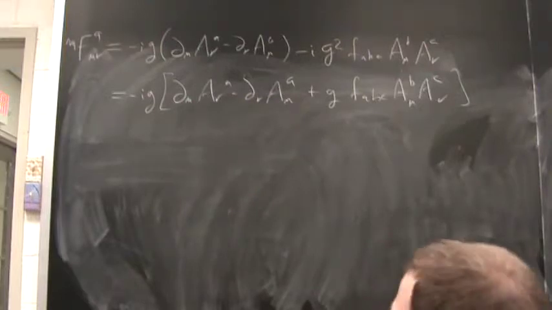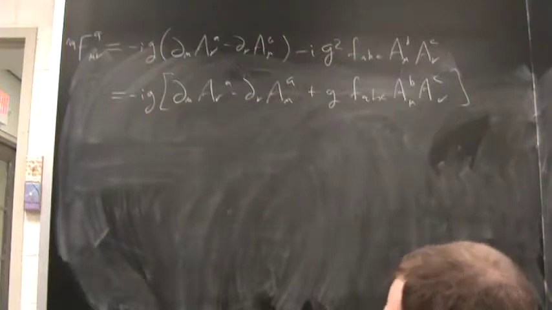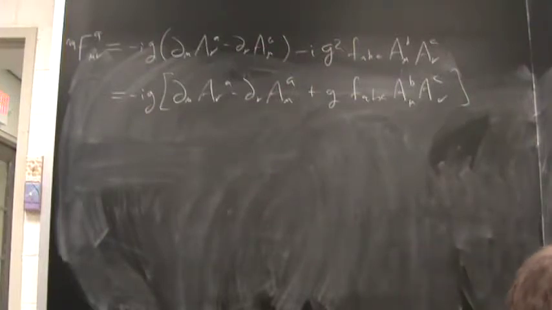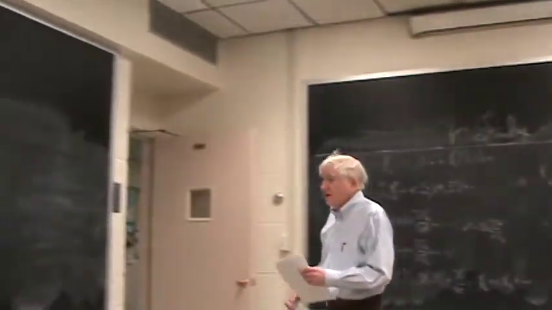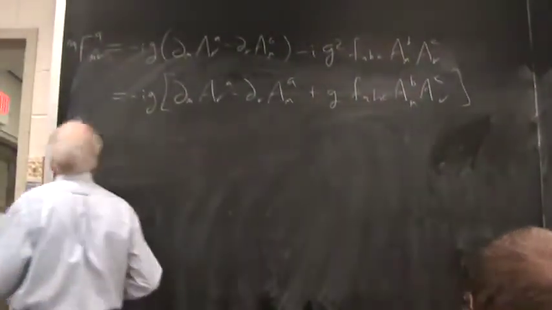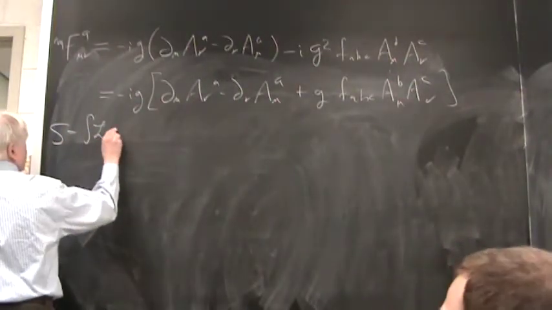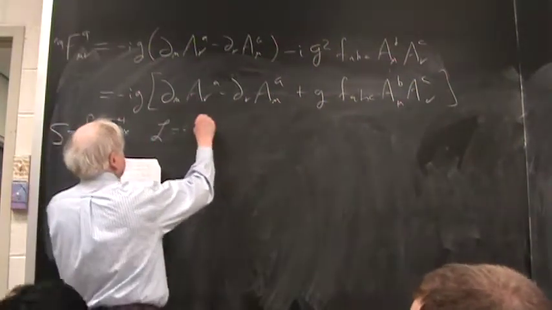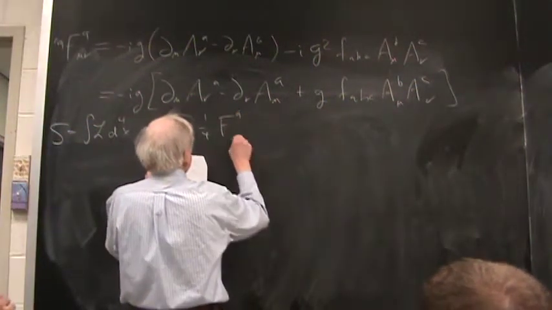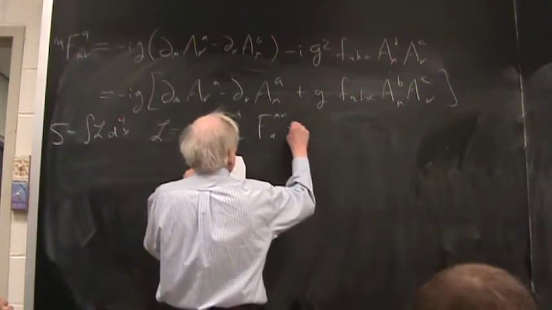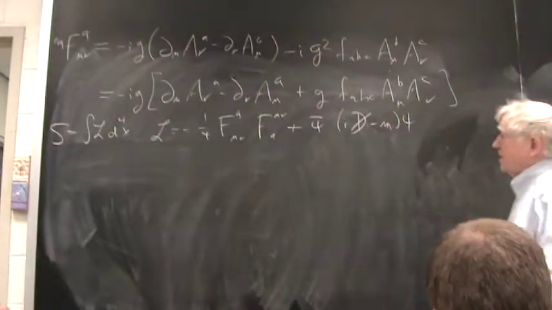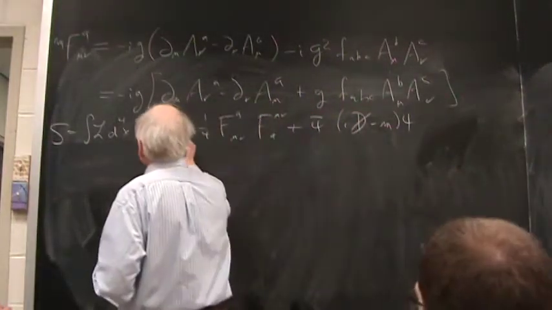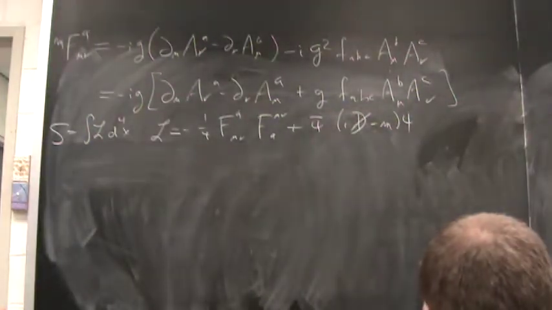Okay, so let's look at the action now for the Yang-Mills theory. We know what it is. It's going to be ψ-bar i, and instead of little ∂ slash, it's going to be capital D slash minus m. And so the action is going to be the integral of the Lagrange density d^4x, where L is minus a quarter F^a_{μν} F^{μν a} plus ψ-bar (i D slash minus m) ψ. So in this notation, it's pretty simple to write down.